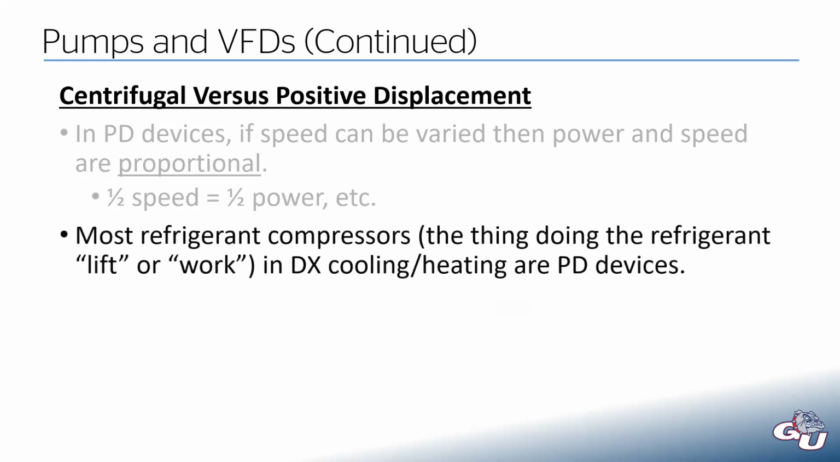We've talked a bit about refrigerant compressors. Every DX system, whether it's an air conditioner or a chiller, has a compressor, and that's the thing that's doing the lift or the work. If you think back to the baseball analogy, the compressor is home plate. Most of those compressors in DX cooling and DX heating, if you have a heat pump, are positive displacement devices. And that's how they are moving the refrigerant through their cycle.